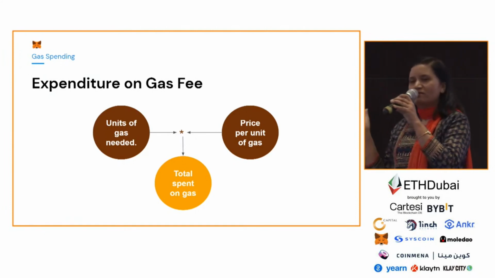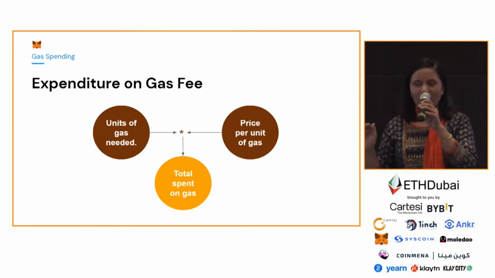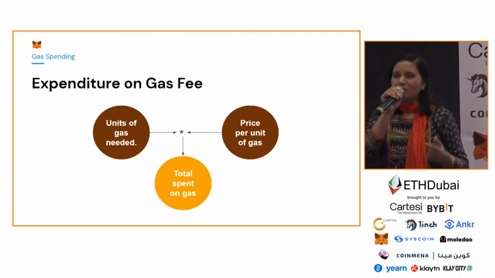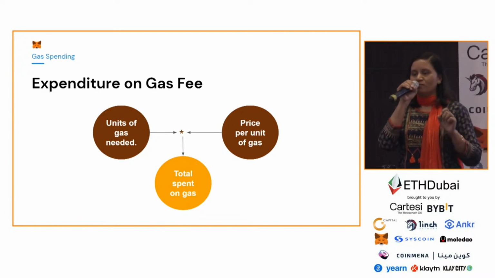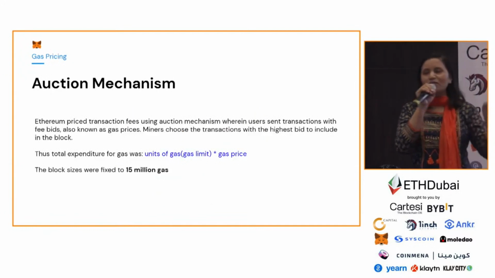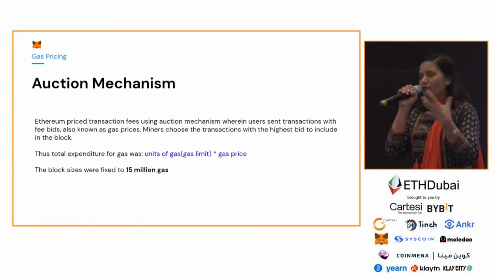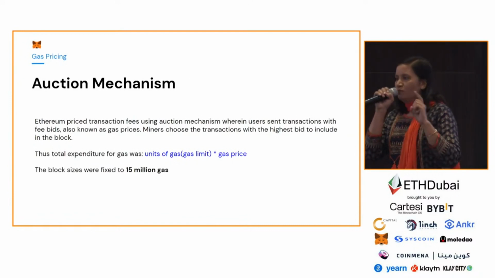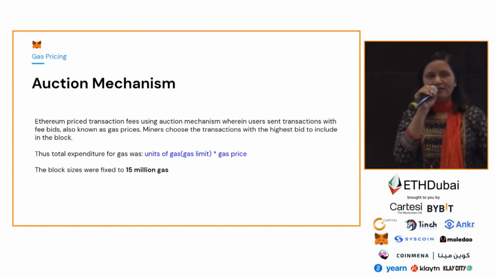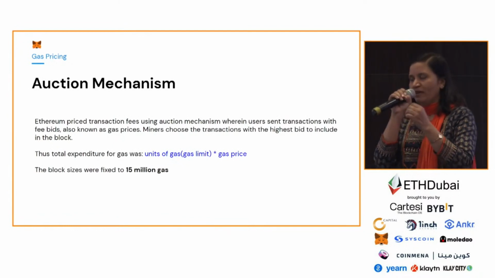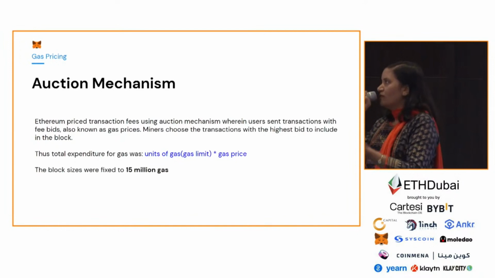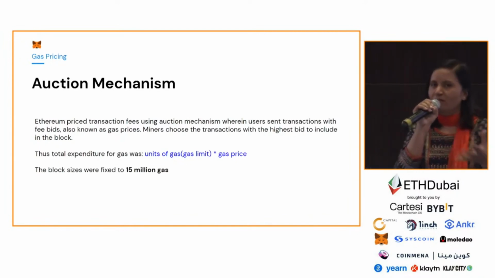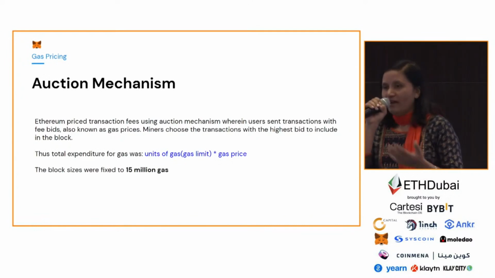Now the units of gas the transaction will need is going to be constant. So the magic lies with the gas pricing. In Ethereum, gas pricing traditionally was done using an auction-based mechanism. Users in their transaction will specify their gas fee bid, or what they used to call gas price. The miners will choose the transaction with the highest gas price, and they'll mine it. Now, this looks very simplified. Your total expenditure on gas will be the units of gas, which we usually specify as gas limit on the UI, multiplied by gas price.